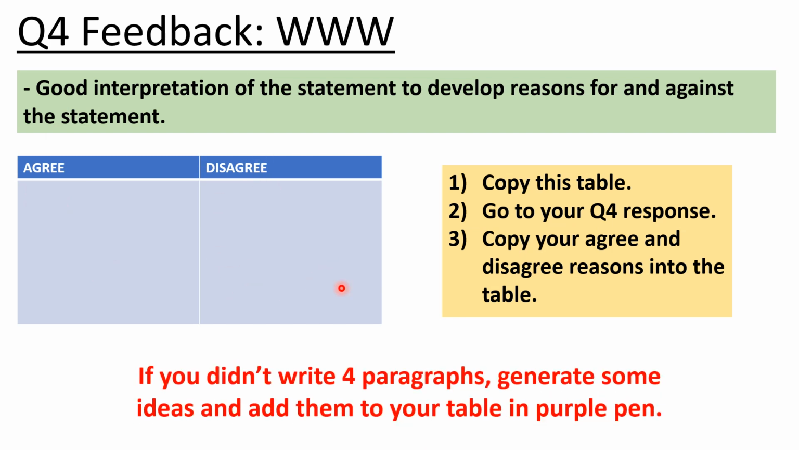If you didn't manage to write 4 paragraphs, this is your opportunity to generate some ideas and add them to your table in Purple Pen. So for example, if I wrote 2 paragraphs for agreeing with the statement, you now need to figure out another reason for maybe agree, and 1 for disagree, or 2 for disagree. Whatever you produced in your original question 4, this table needs to include 4 reasons. Pause the video and do this task in the yellow box for me now, please.